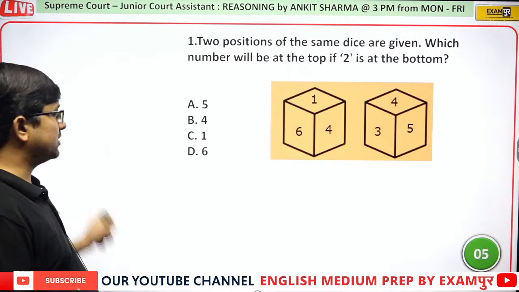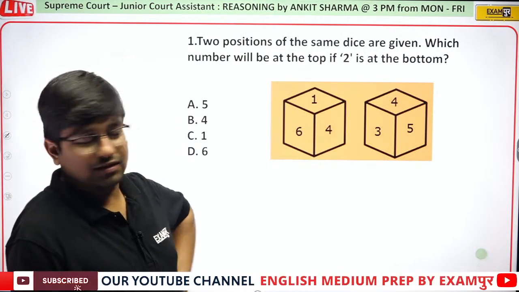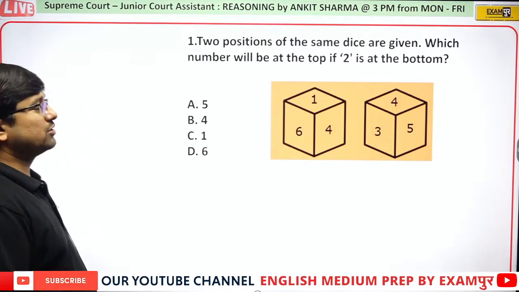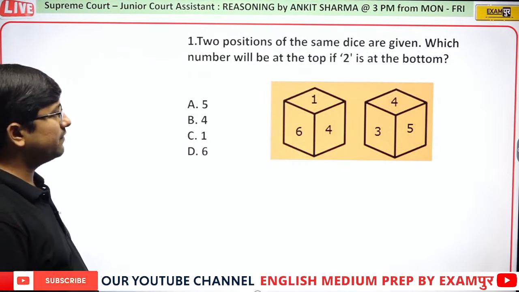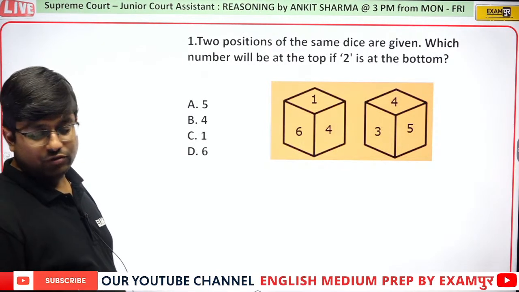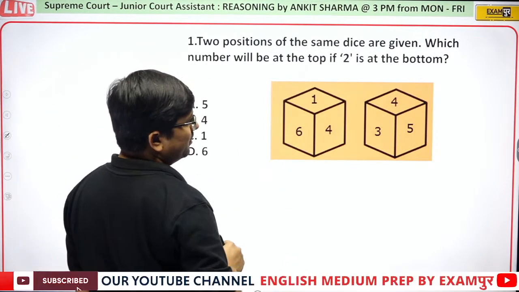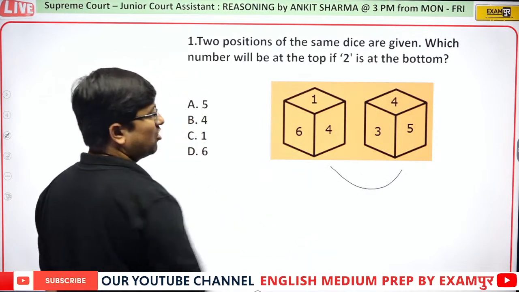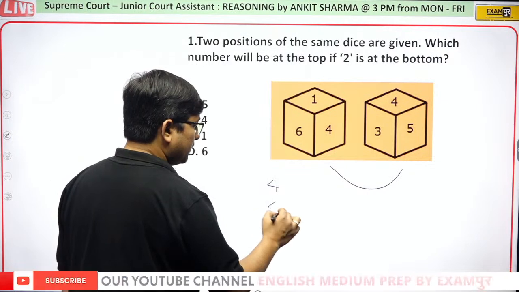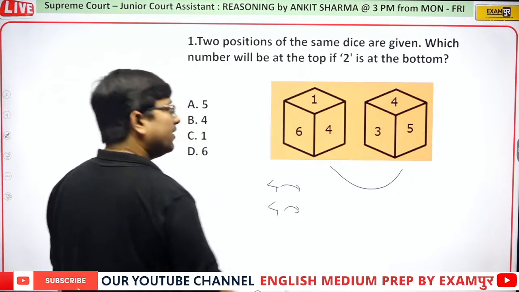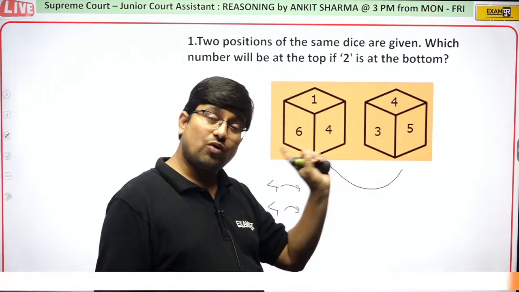Now see, my dear students, have a look at this. It is asking, the two positions of the dice are given. Which number will be at the top if 2 is at the bottom? So see what is to be done. How many faces are common in these two? Exactly one face, and that is 4. So start with 4. And now you have the freedom. You can go clockwise in both of them or anti-clockwise in both of them.